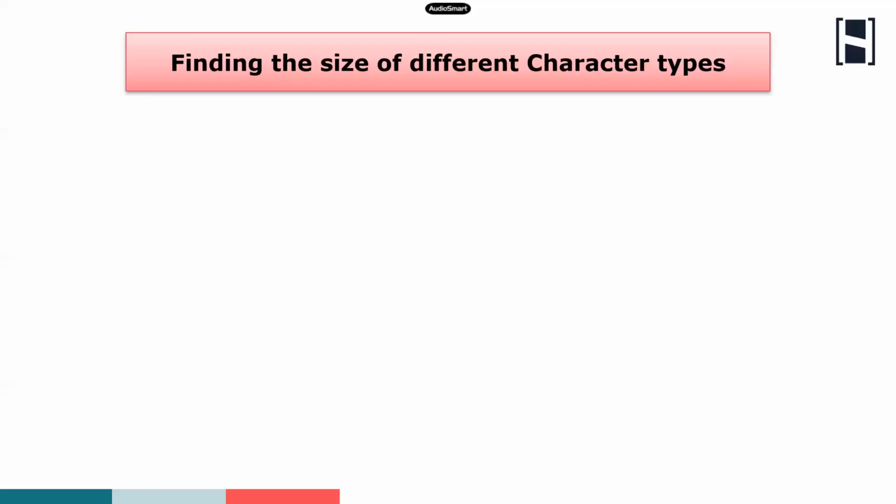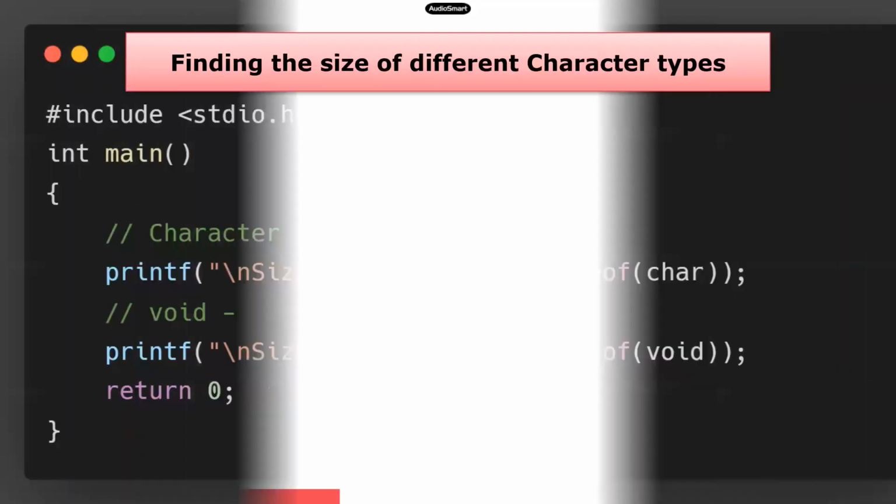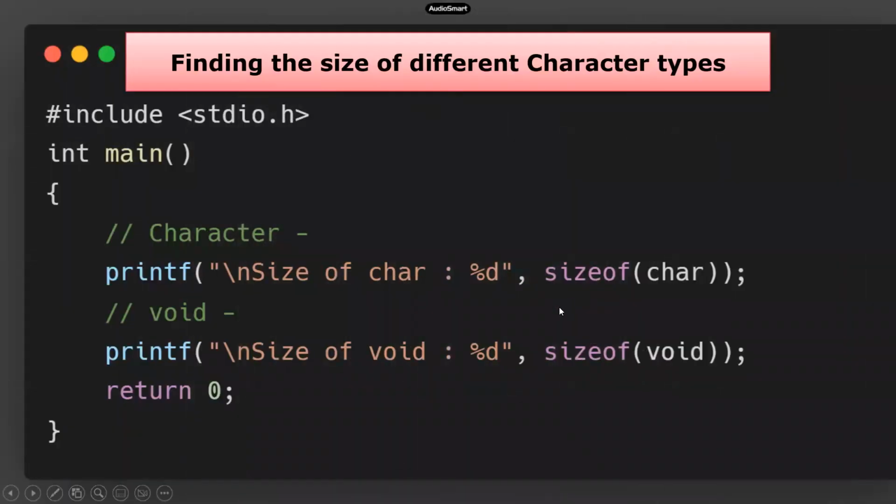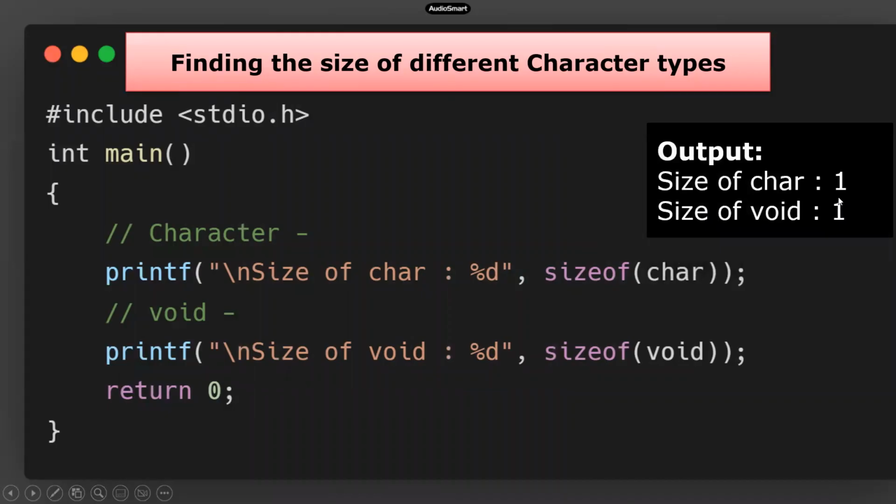Right. And then, of course, we have the char. So the char data type, a single character, is going to occupy 1 byte. And for void, I have a data type called void. So the void data type also occupies 1 byte of memory.